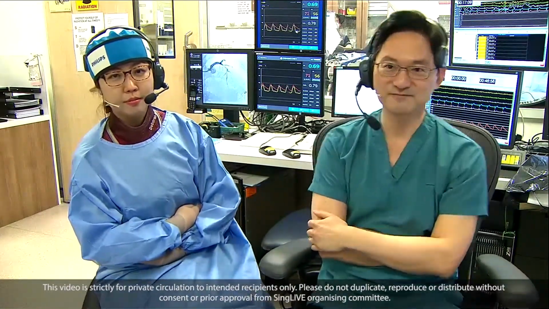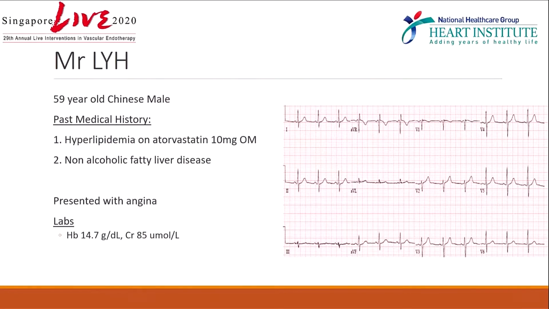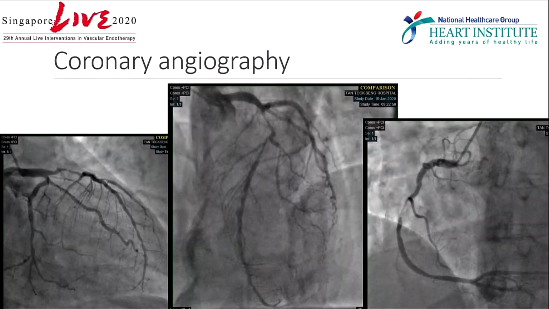Can we have the PowerPoint? So our case is this 59-year-old gentleman with past medical history of hyperlipidemia. He presented to our hospital with angina. ECG just showed normal sinus rhythm. His labs were all unremarkable, HB of 14 and creatinine normal. So we did an angiogram for him. Basically, it showed triple vessel disease.